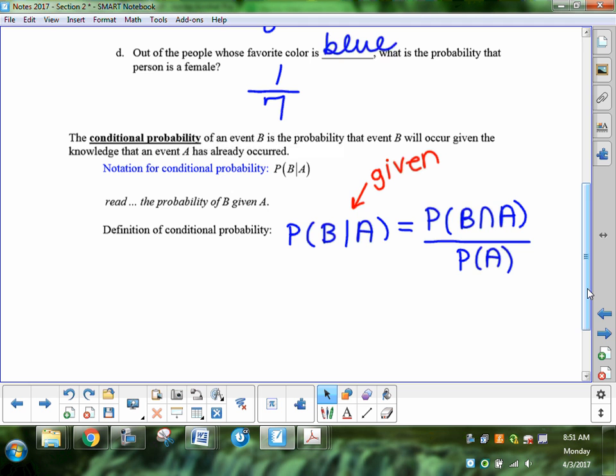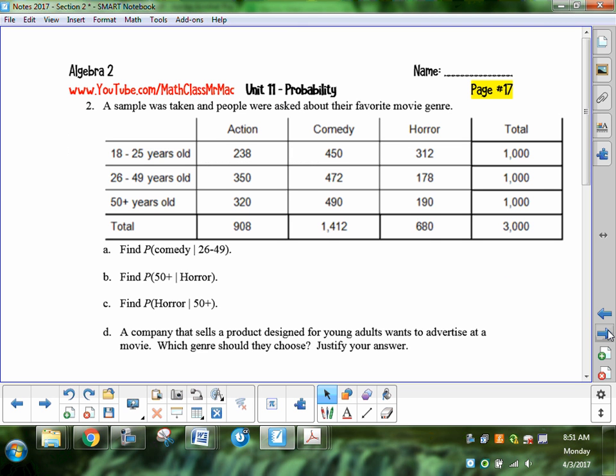All right. Now, we're going to get into some examples of this, and you have to make sure you're reading for meaning when we do it out.